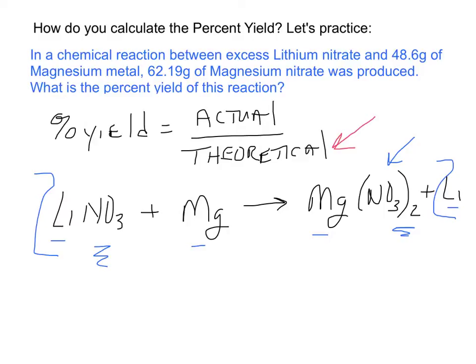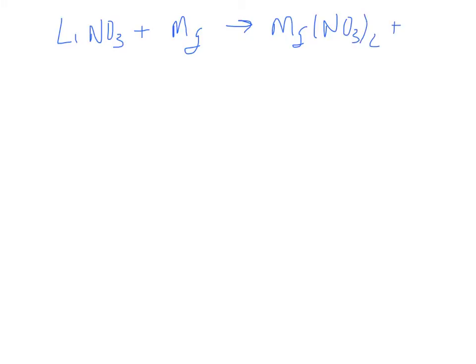Okay? So once again, we take our balanced chemical equation up here. We have lithium nitrate plus magnesium creates magnesium nitrate plus lithium metal. We ended up with 2 here and 2 here. Okay?